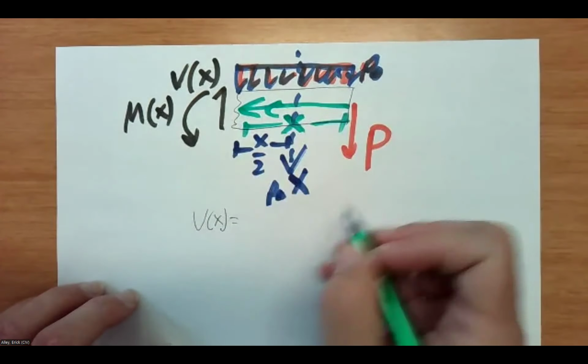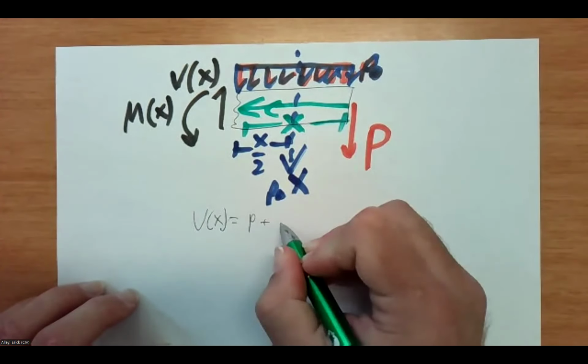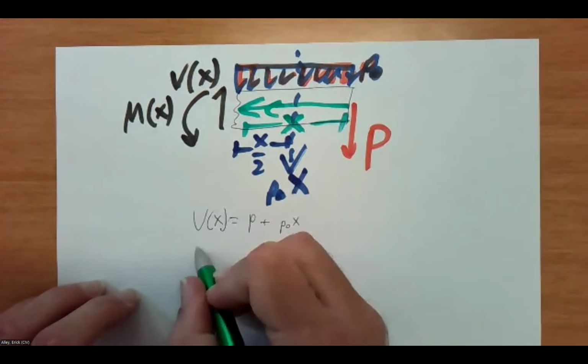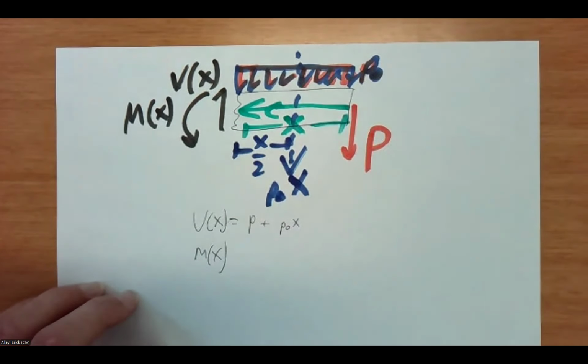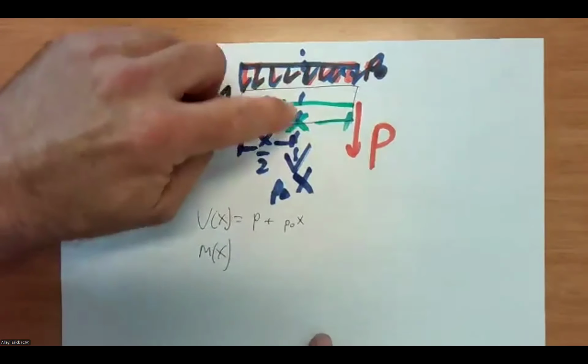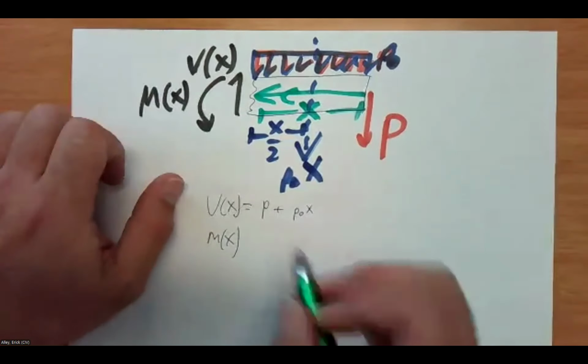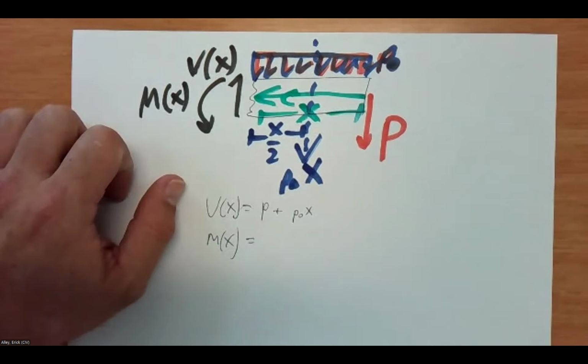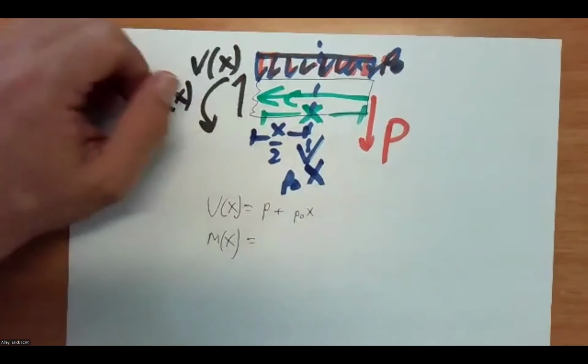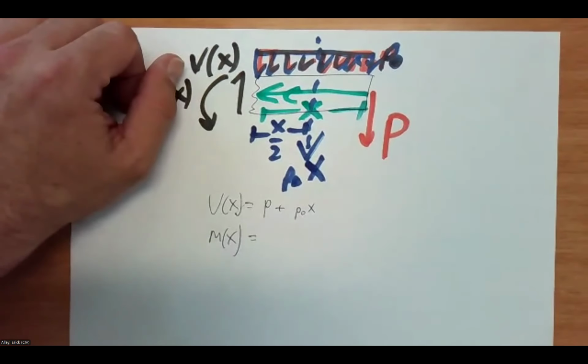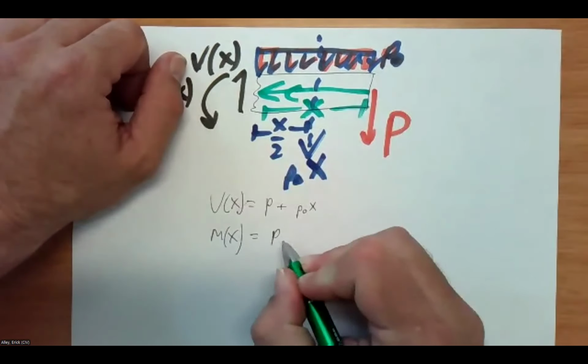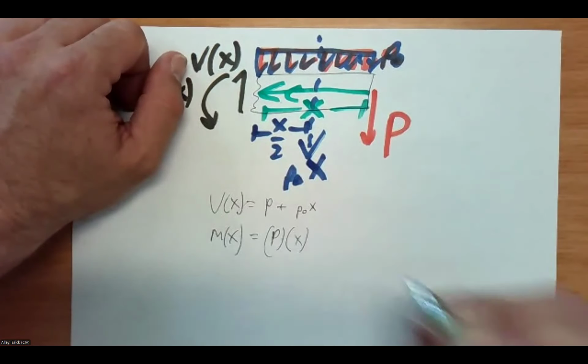V of X, I can see, is going against both of these, so it's going to be P plus the little P naught times X. And M of X, also going to be opposed by both the red and the blue load. So we're going to get positive on both of them. Remember, if we draw M the other way and we get a negative, that's okay because we're going to square M later. All right. First, I've got P, and that's got a moment arm of all of X.